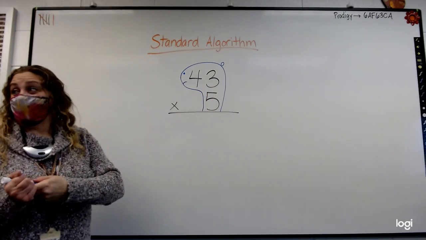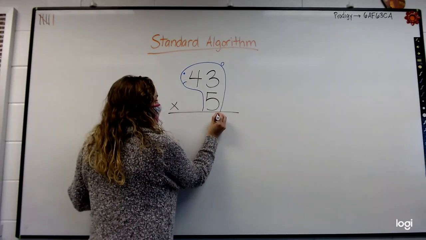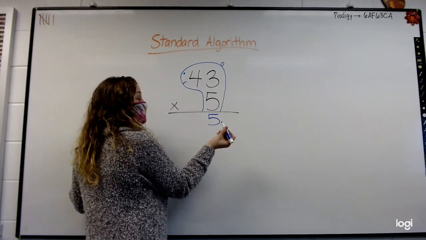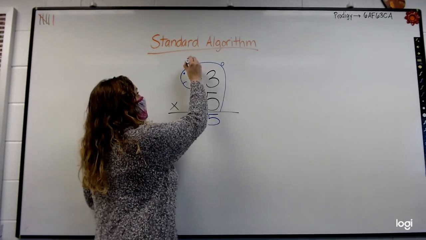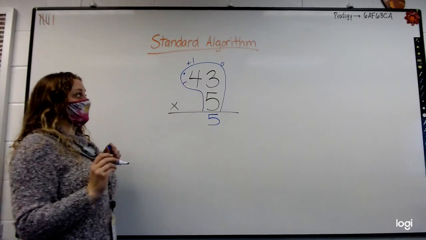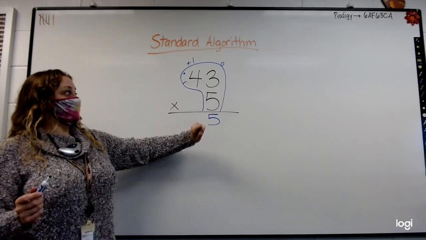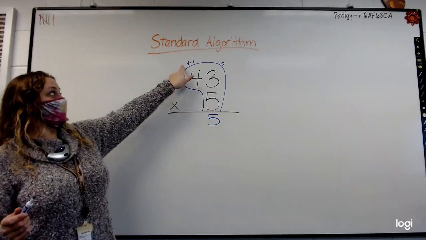So the digit in my ones place, I just put down here. The digit in the tens place, I have to put up here as a +1. Okay? So 5 times 3 is 15. My 5 can go down. My 1 goes up on his head.